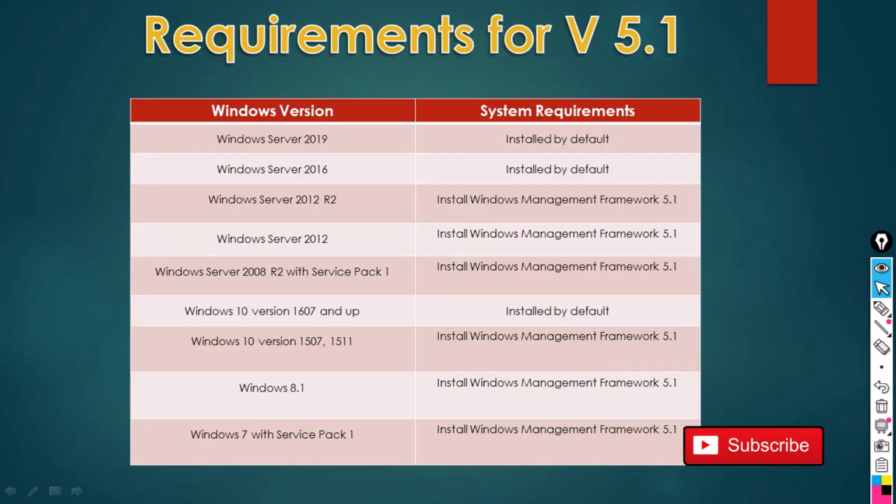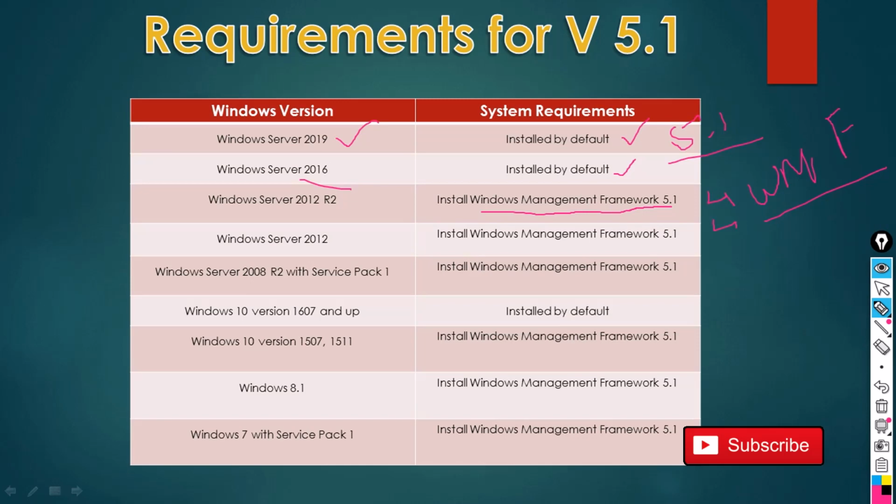You can see that Windows Server 2019 shipped with version 5.1, which means it is installed by default. Again, the same case with PowerShell 5.1 with Windows Server 2016. It is installed by default, so there is nothing you need to do there. But 2012 R2 shipped with version 4, and 2012 shipped with version 4. So if you want to upgrade to version 5.1, you need to install something called Windows Management Framework 5.1. It is called WMF in short. You can just search for WMF in Bing or Google. You will get the links to download and install the Windows Management Framework 5.1.